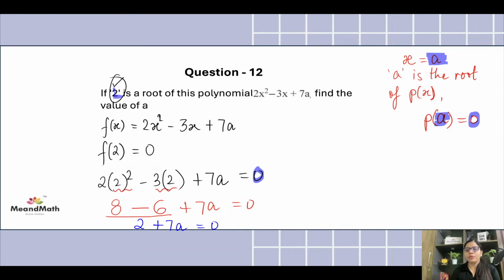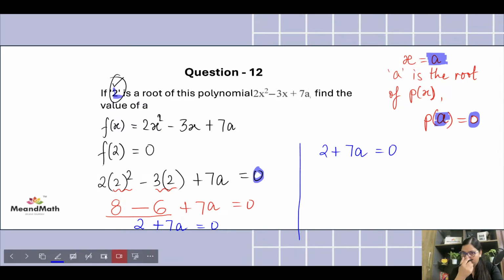Okay, now what do we do next? We know how to solve a linear equation. Just after this, what do you do? What do you do after this? Can we come up with the answer for a after this?